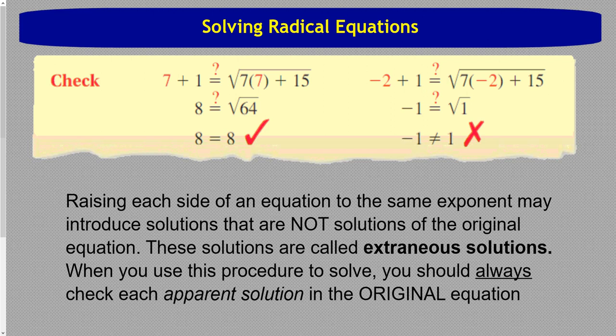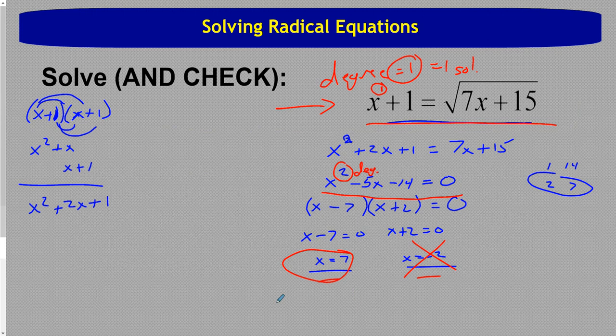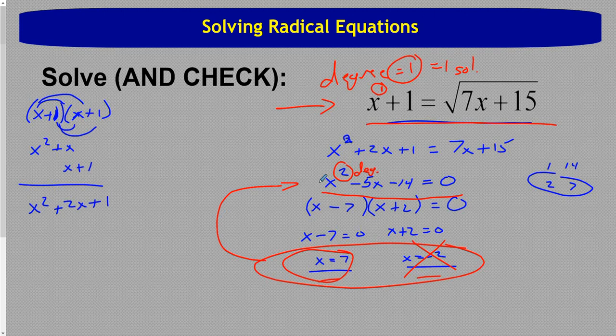Okay, so raising each side of an equation to the same exponent may introduce solutions that are not solutions of the original equation. These are called extraneous. So whenever you use this procedure to solve, meaning you have to raise both sides of an equation to a new power, you should always check each, what we call apparent solution, in the original equation. So these are apparent solutions right here because they appear to be solutions. They are solutions to this equation. So if we plugged them into this guy, it would work 100%. The problem is this is the function we're trying to solve up here. So we need to plug them into the original function.